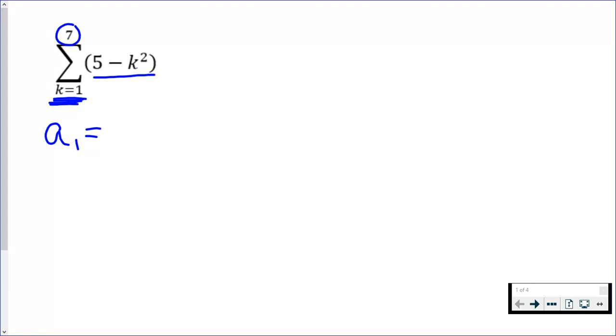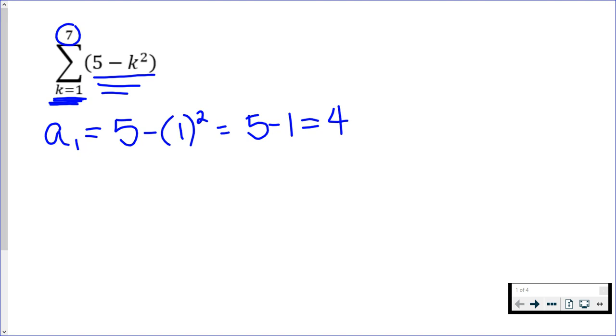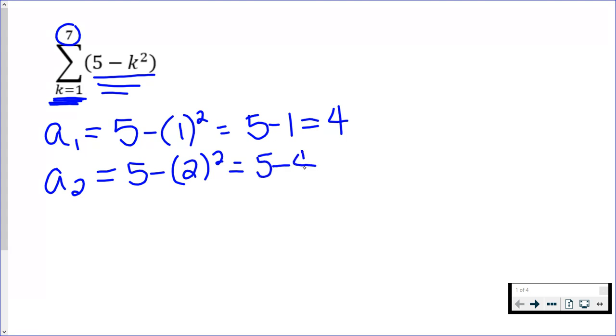So I'm plugging it into the equation that I'm given, 5 minus k squared, where k is 1. So that's 5 minus 1 squared, which is 4. So the first term would be 4. Next, I would do the second term, same thing, 5 minus 2 squared. 2 squared is 4. 5 minus 4 is 1.